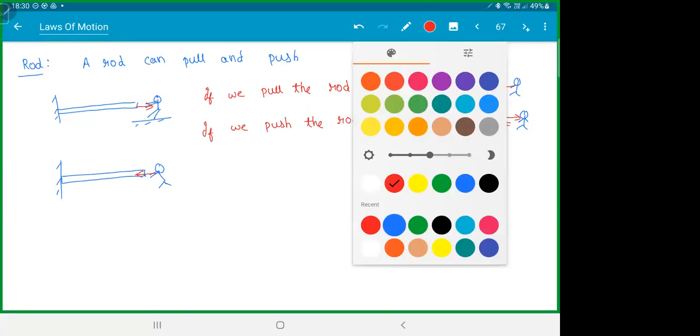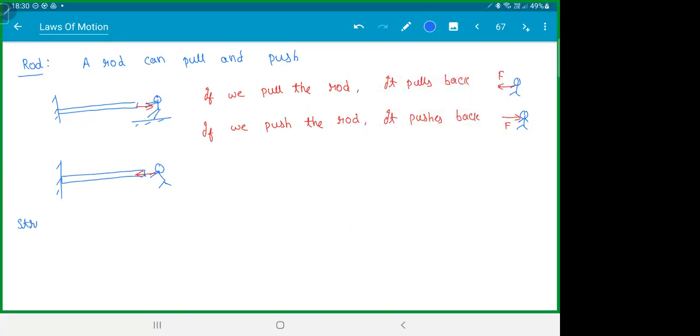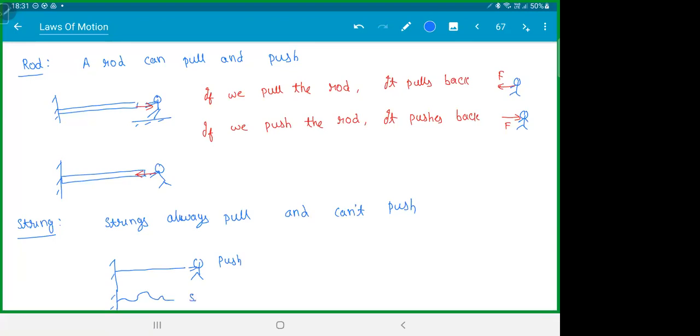Yeah. Second thing, what about a string? This we talked about a bit before. Strings always pull. They can't push. That's the main difference between a rod and a string. If you try to push, they become slack. So be careful with that. If you take a string and if you try to push, the string becomes loose. There, these are the two things we deal with: tensions in the rod and tensions in the string.